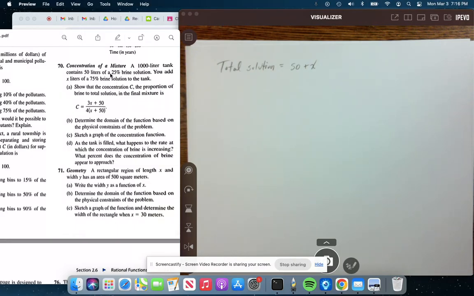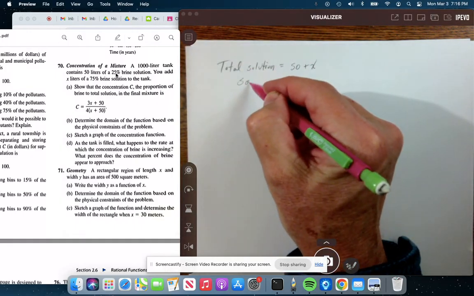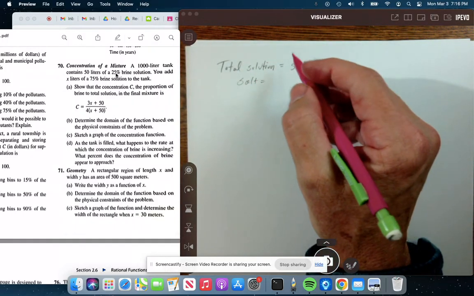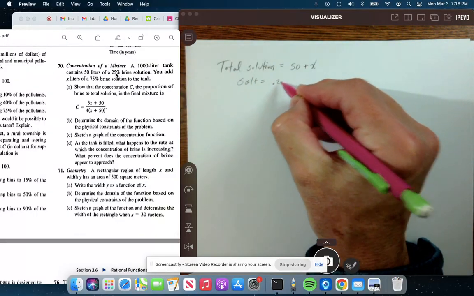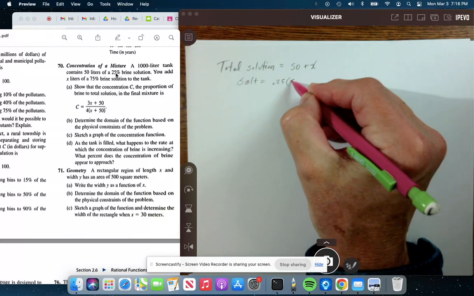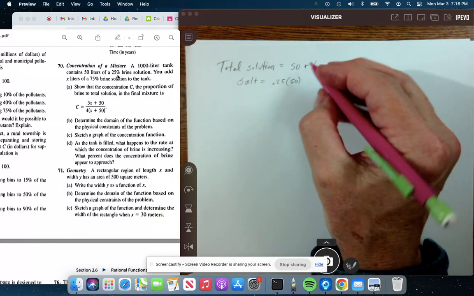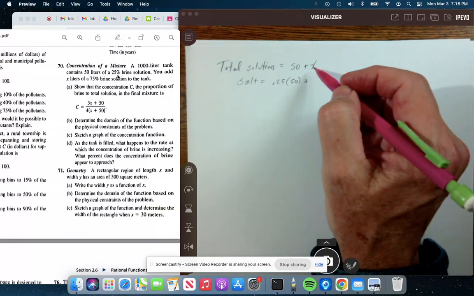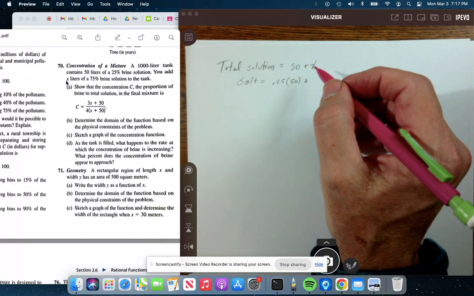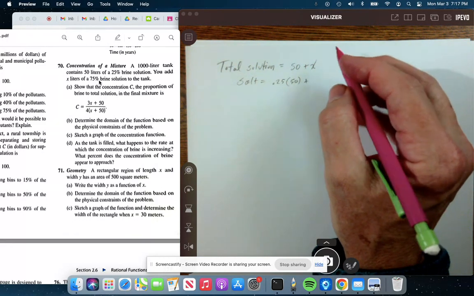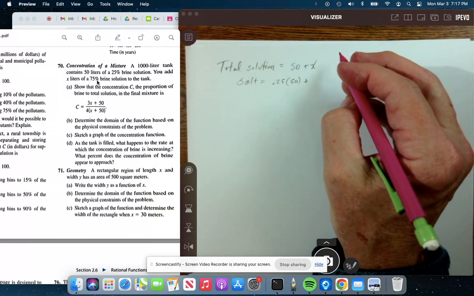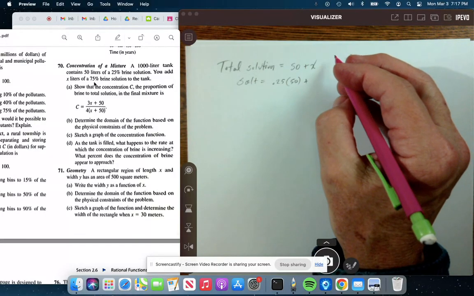All right, what about the salt? Well, it contains 50 liters of a 25% brine solution, which means 25% of this 50 liters is salt. For the salt, it's 25% of the 50, and then plus, you're adding another x liters, and this time 75% of it is salt. So that would be 0.75x.